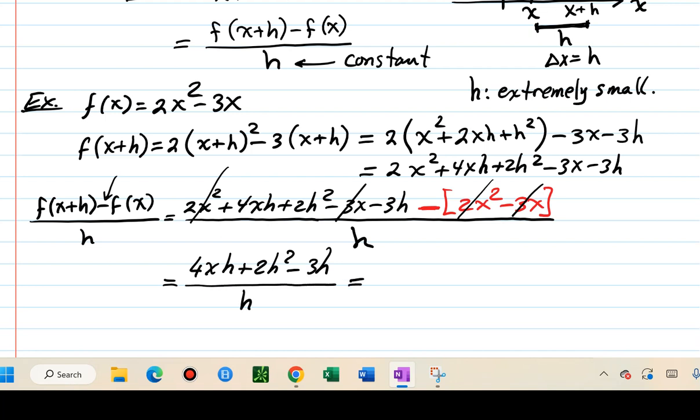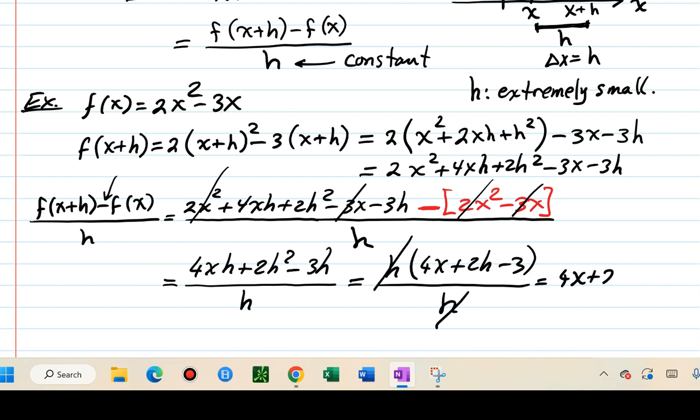Now, interestingly, you can see in the numerator, every term has h in common, right? So I can factor the h out, and that gives me 4x plus 2h minus 3, divided by h. And now I can divide the h's out. So all said and done, there you go. That would be the final answer.